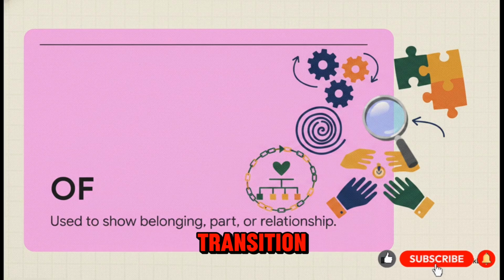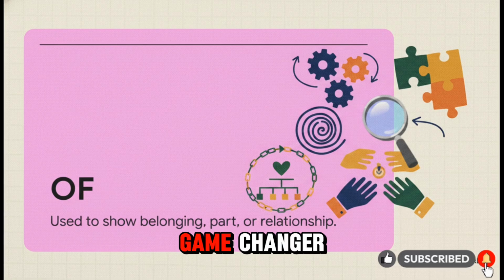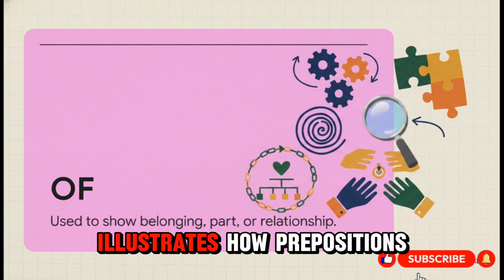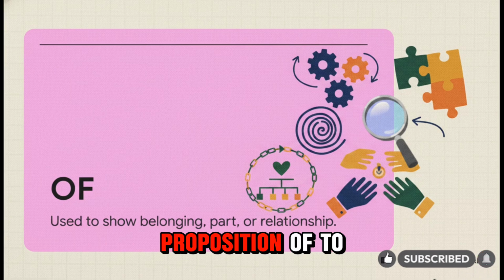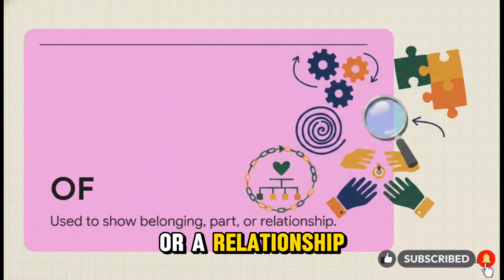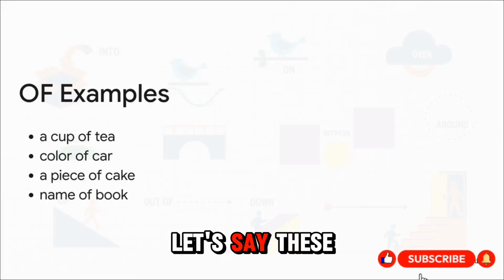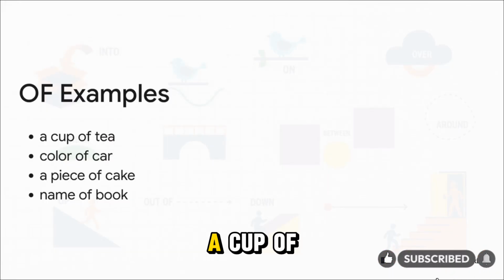Okay, let's actually transition away from time for just a moment and talk about the relationships between things. This is a game changer because it brilliantly illustrates how prepositions connect our entire world. We use the preposition of to show belonging, being a part of something, or a relationship between two things. Let's say these natural connections out loud together. Listen and repeat. A cup of tea.